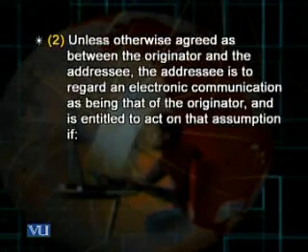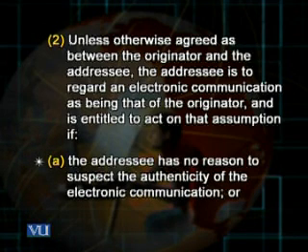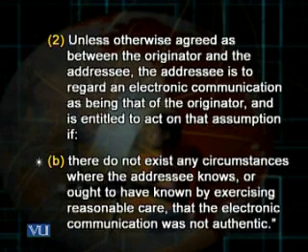Clause 2: Unless otherwise agreed as between the originator and the addressee, the addressee is entitled to regard an electronic communication as being that of the originator and is entitled to act on that assumption if there are two conditions mentioned: (A) the addressee has no reason to suspect the authenticity of the electronic communication, or (B) there do not exist any circumstances where the addressee knows or ought to have known, by exercising reasonable care, that the electronic communication was not authentic.